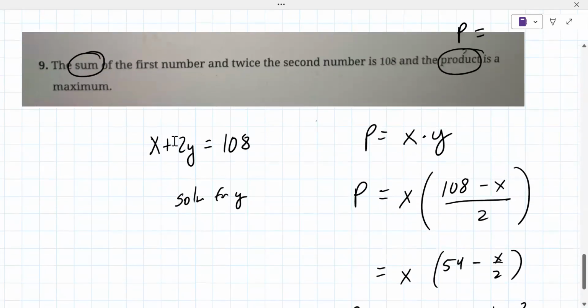And then to get y, you have to use this equation here. So what would y equal? $27. That would be good.